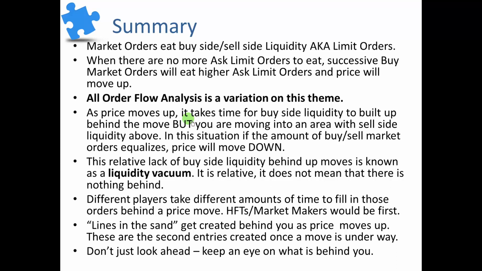Okay. Now, market orders consume buy side and sell side liquidity, which is also known as limit orders, and which we're also going to call floors and ceilings. When there's no more ceiling to eat, more buy market orders will start eating the next ceiling up, and price will move up with it. When there's no more floor to eat, price will move down and we'll start eating the next floor down. And all order flow analysis is effectively simply a variation on this theme.